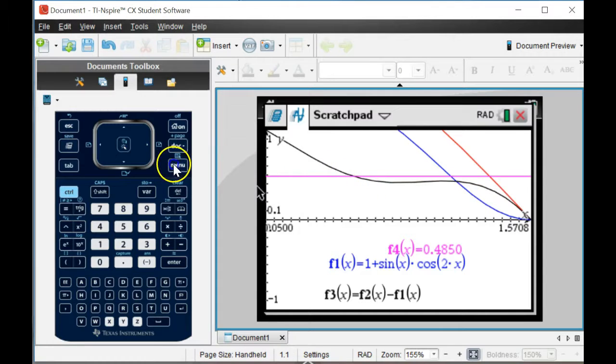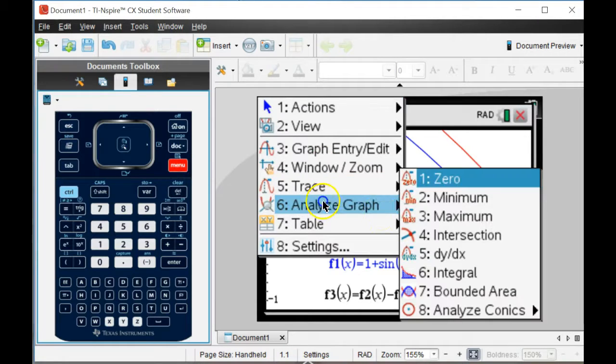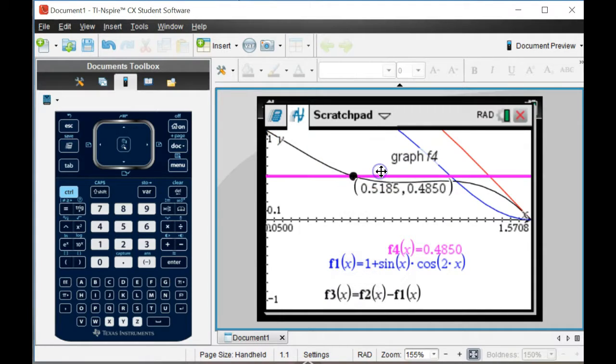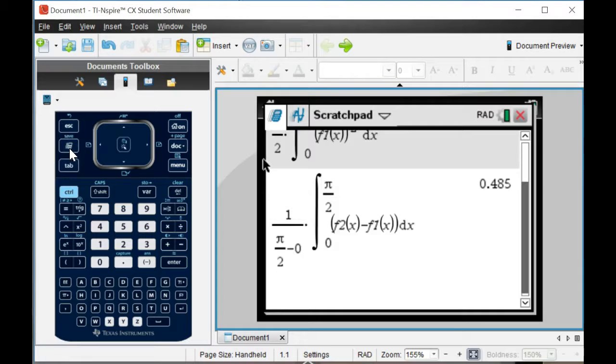I want this intersection point, so menu, Analyze graph, intersection. I've got to identify the two graphs, identify the region, and I'm getting 0.518. Okay, so that means that the angle that I'm interested in is 0.518. Now, lastly, they wanted to know, is W of theta increasing or decreasing at this point?